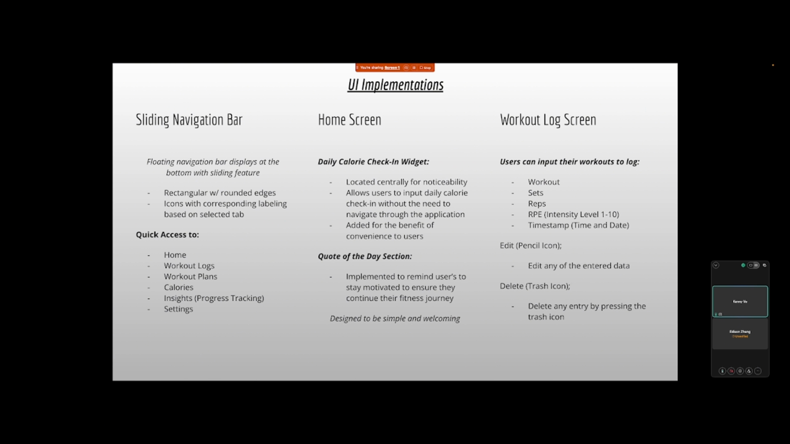Next, we're going to move on to the user interface implementations. The first one we wanted to do was create a sliding navigation bar. On this navigation bar, it will display various icons for each screen with their correlating title as well. Depending on which icon you click, it will load up the label for that icon when you click on it and move to that screen, just so you know that you're on the right screen.